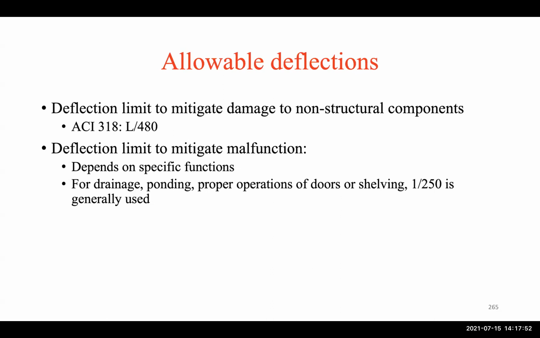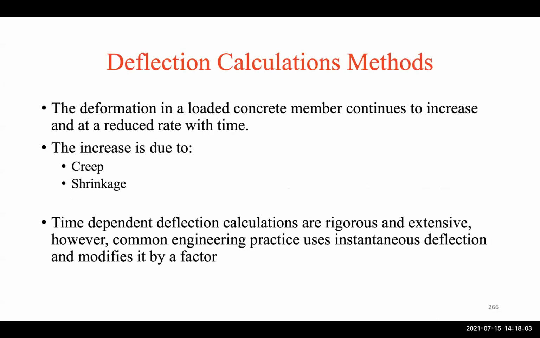Deflection limits to mitigate malfunction depend on specific functions. For drainage, ponding, proper operation of doors and shelving, L over 250 is generally used. That's what we typically use sometimes. But if there are strict requirements, especially if there's equipment in a hospital building, for example, then we have to be careful about the deflection limit that we use for the design of these floors.